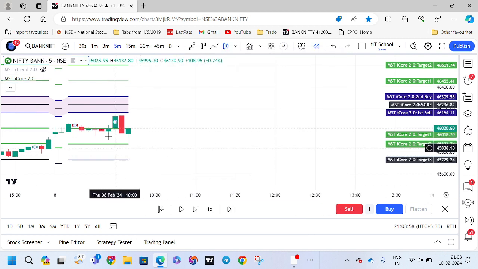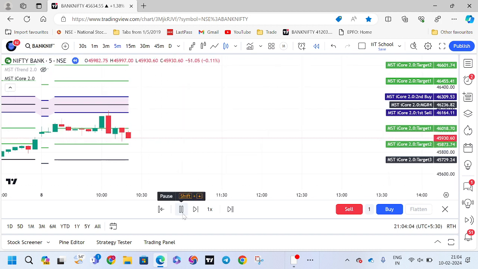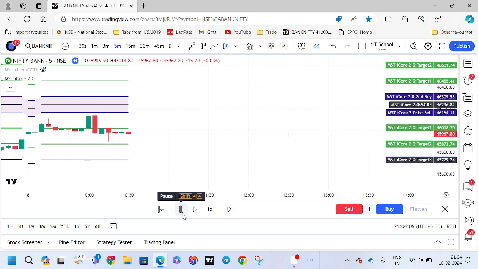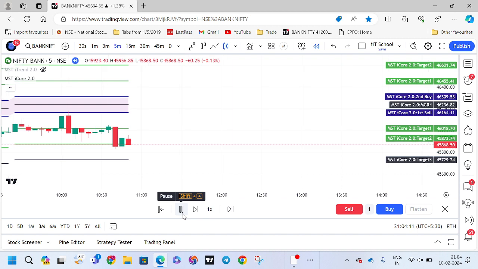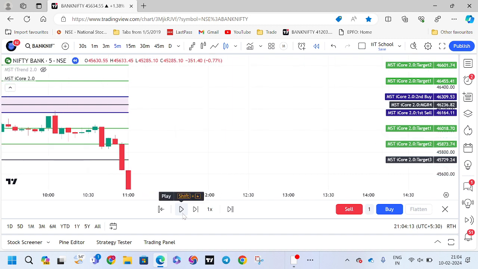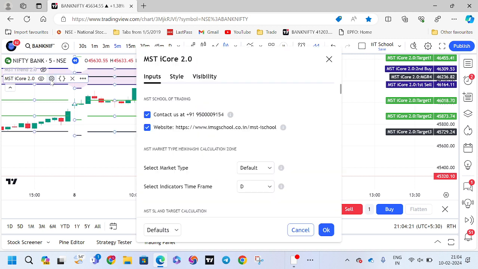So by default there will be 3 targets. If you want, you can add more number of targets from the options we have given in the system. Now you see first target hit, second target hit, third target also hit. That's all. If the market is giving you more profit, you take the profit from the market.